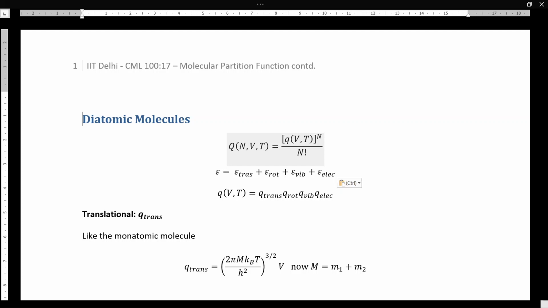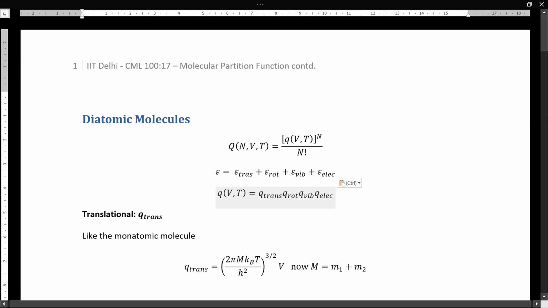And we know that for the total energy, we are going to use the harmonic oscillator rigid rotor approximation. Under this approximation, I can have all my energies separated out. So the total energy is a sum of the translational, rotational, vibrational plus the electronic energy, and therefore the molecular partition function can be written as q translational multiplied by q rotational multiplied by q vibrational multiplied by q electronic, as given here.